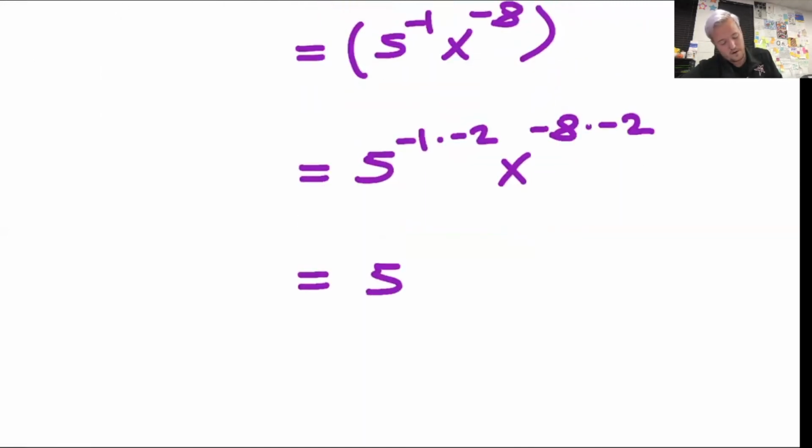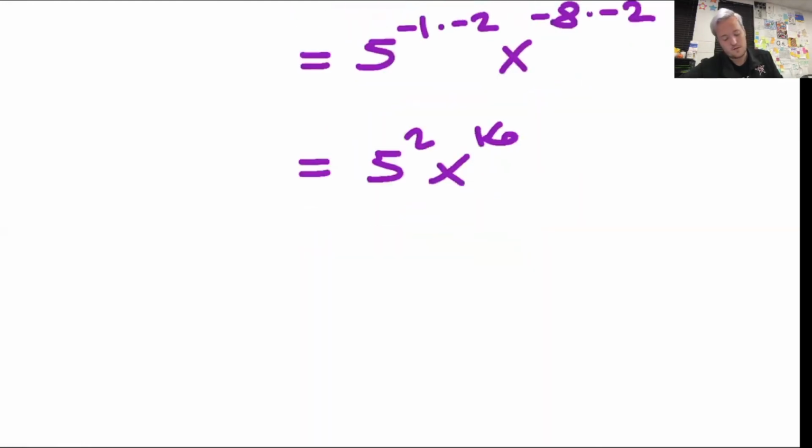So I'm going to have 5 to the positive second power, then x to a 16th power, which means I'm going to simplify this one more step. So 5 squared gives you 25. So you're going to have 25x to the 16th power.